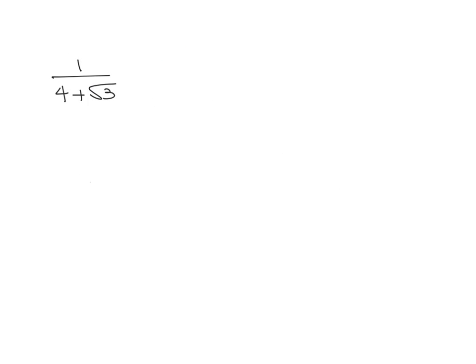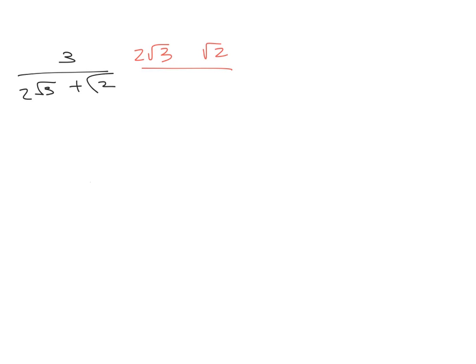Let's do example 67.2. Okay, conjugate. Remember, the numbers stay the same. You just put the opposite sign. If this were a negative sign, this would be a positive. But since it's a positive sign, the conjugate is a negative.